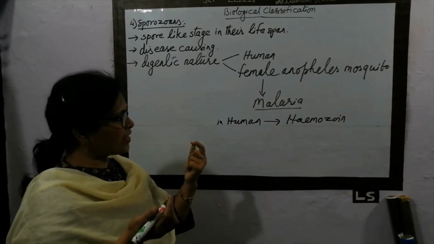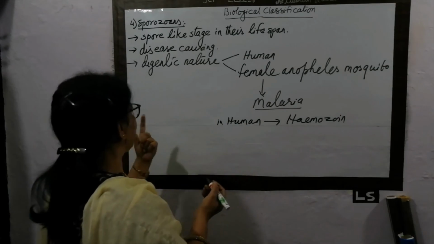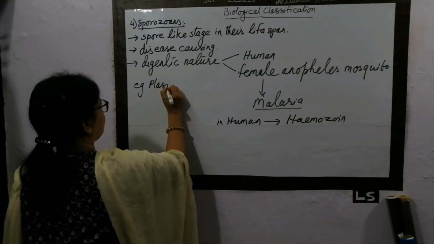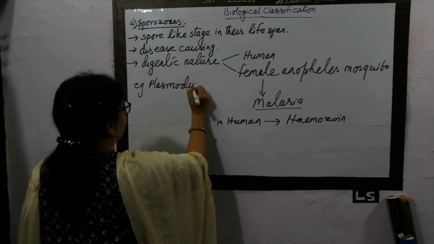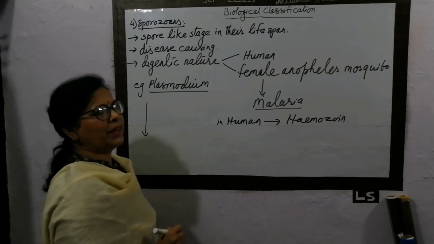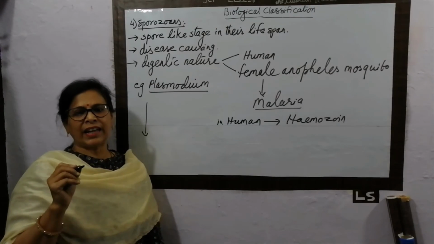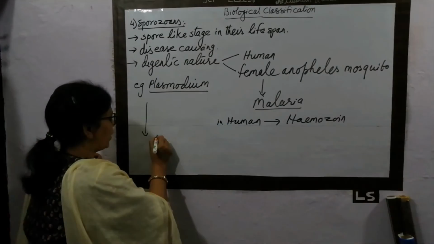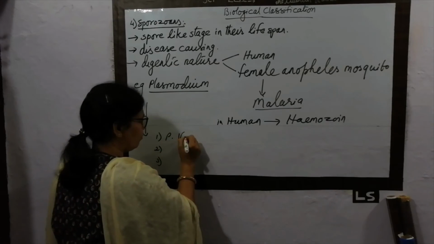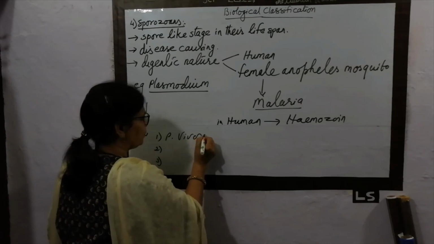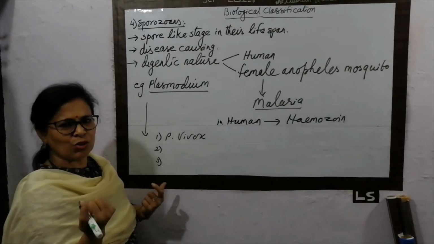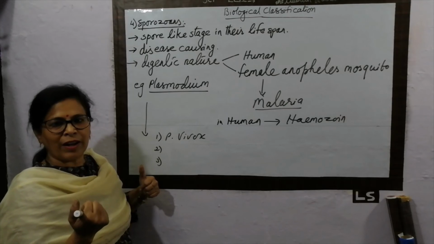The parasite is collected in the female Anopheles. The example of a sporozoan is the Plasmodium. That is called the malaria parasite in common language. If we talk about malaria, there are basically three types of malaria. One is called Plasmodium vivax. The general malaria which is going on is the Plasmodium vivax.